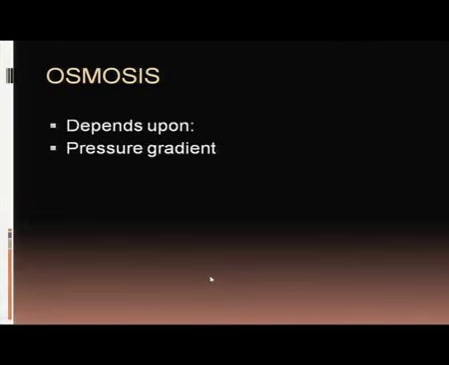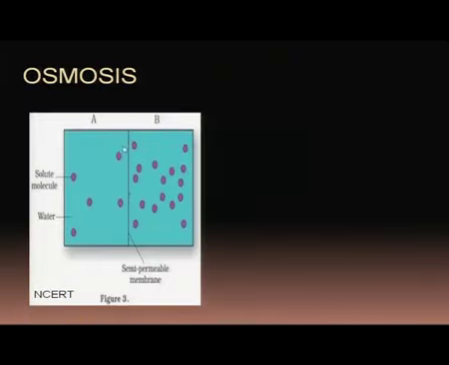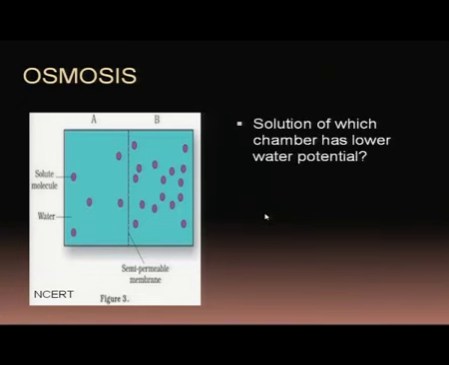Osmosis depends upon the pressure gradient and concentration gradient, and so we have the system. This is a diagram that is also given in NCERT, and in this system there are two chambers A and B, each separated by a semi-permeable membrane, and the blue color represents the water and solute particles have been shown with little spheres. Obviously, we can see that the concentration of solute particles is more on the B side and lesser on the A side.